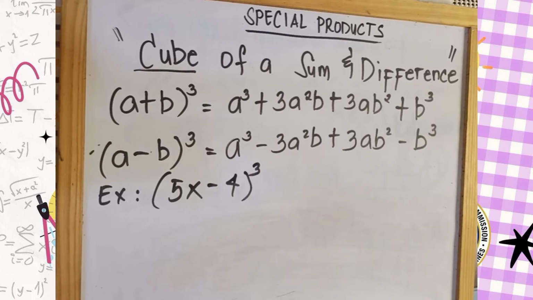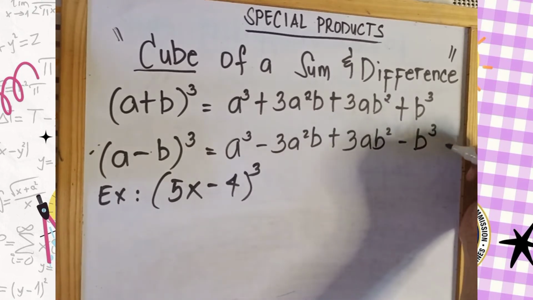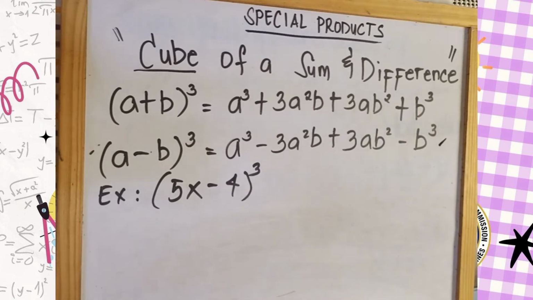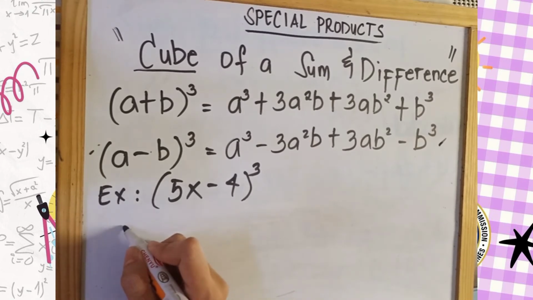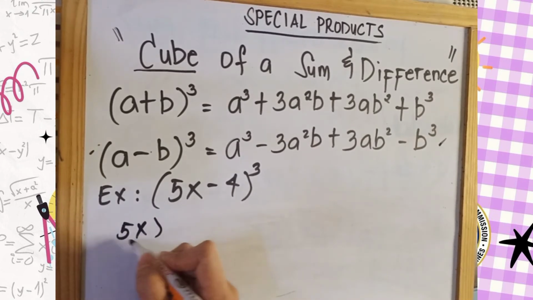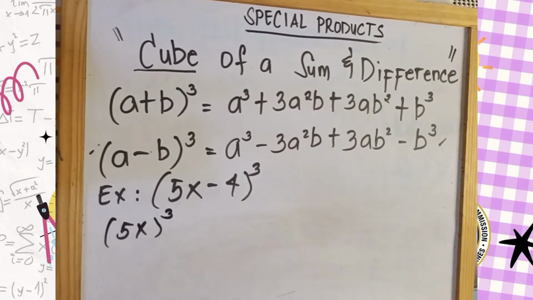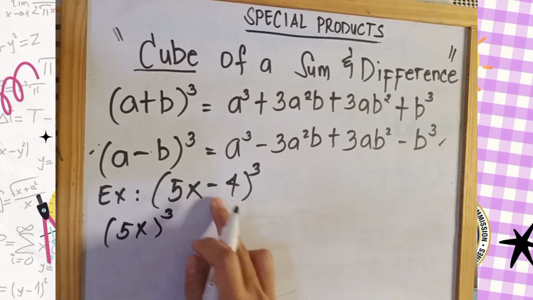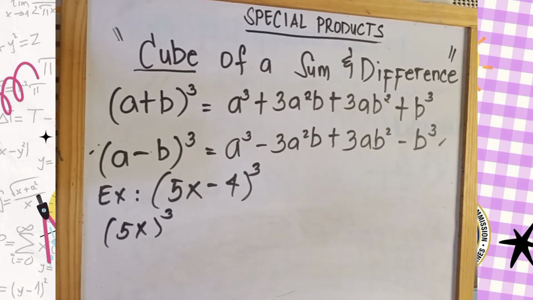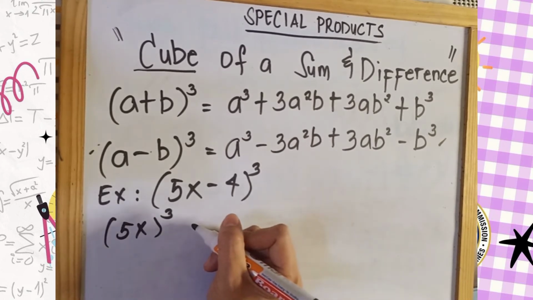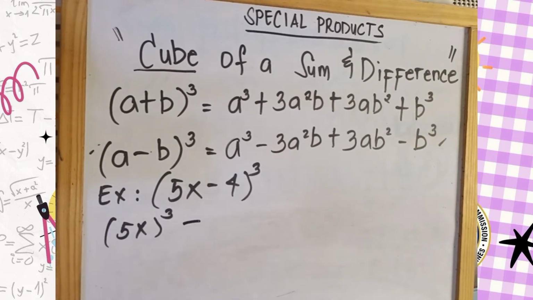Okay, so what is our first step? So let's just follow our formula. So cube the first term, 5x cubed. Sabi natin, kapag may negative sign, alternating yung kanyang sign. So we have positive na here. This time, our sign will be negative.